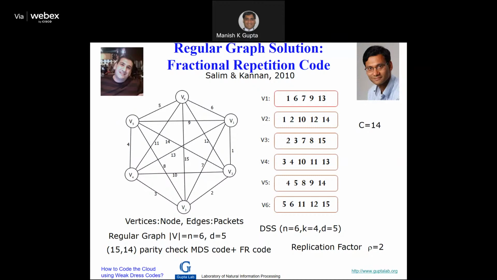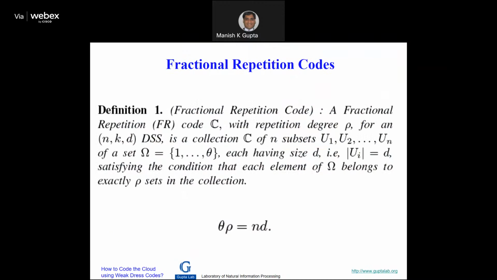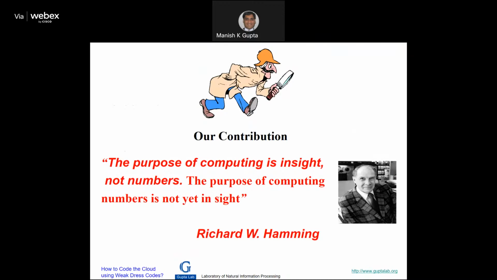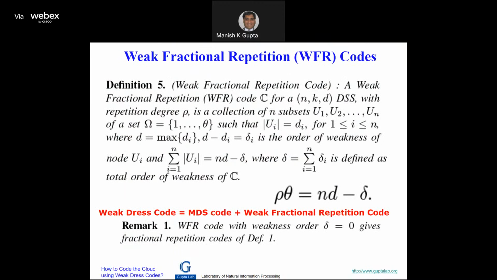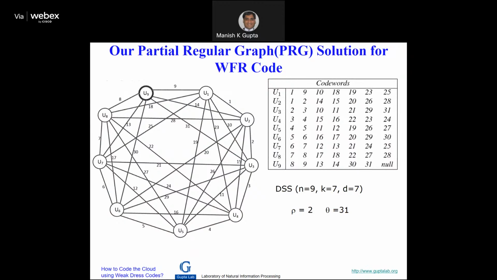So regular graph. Can we do anything better? So we know that if there is a regular graph, we have the solution. That was actually done by Kannan Ramchandran and Salim. And so in fact, I'll show you our contribution. Look at this. We came up with this idea of partial regular graph. It's not complete regular graph. So each other vertex has same degree.